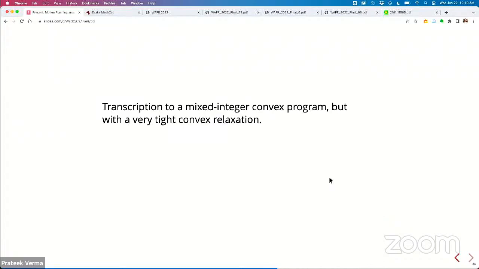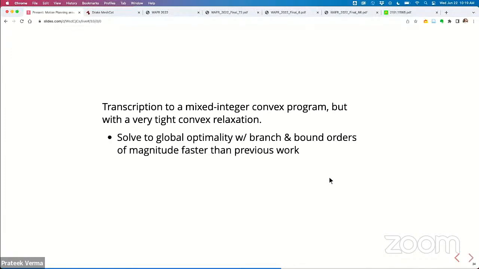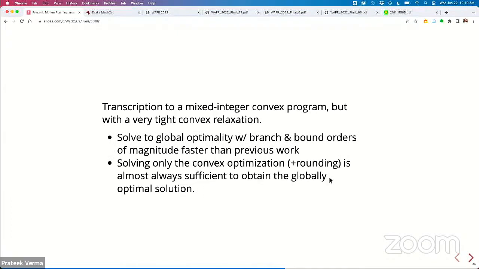So just to say it, I'll repeat it a few times so I don't give the impression of something more than it is, right? We have a transcription to a mixed integer convex optimization, but with a very tight convex relaxation. So we're not saying P equals NP, we're saying we can solve for global optimality with branch and bound orders of magnitude faster than with previous work. And in fact, it got to the point where it's so good that we basically never solve branch and bound. We don't even say you need a branch and bound solver. You can just call the convex optimization solver.